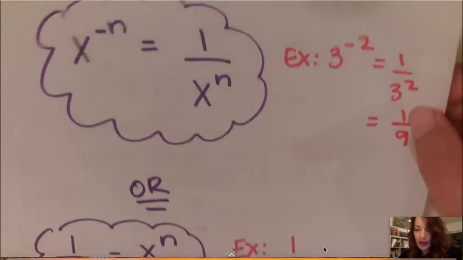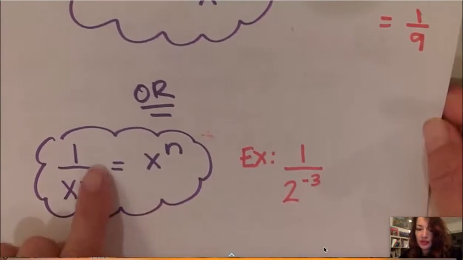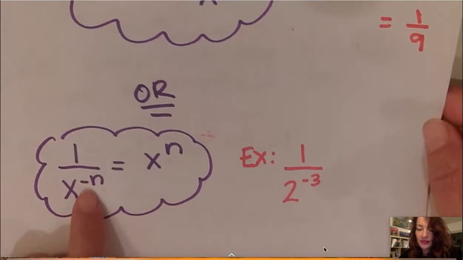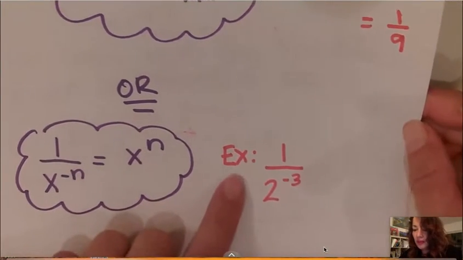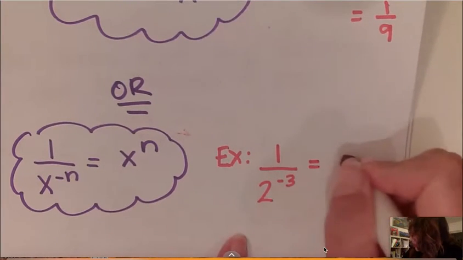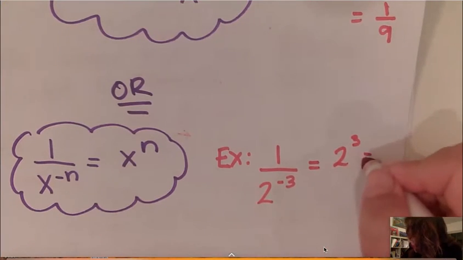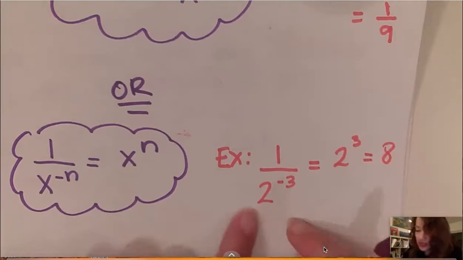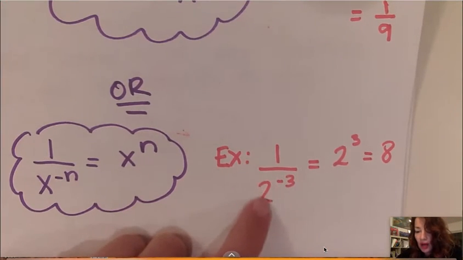Let's look at it in another way. We can also use the laws of exponents to say that 1 over x to the negative n is equivalent to x to the n. So here's an example where we have 1 over 2 to the negative 3. That is equivalent to 2 cubed. So 2 cubed is the same as 8. So this is not a negative number. What this is, is 1 over a very small number. This is actually 1 over 8.